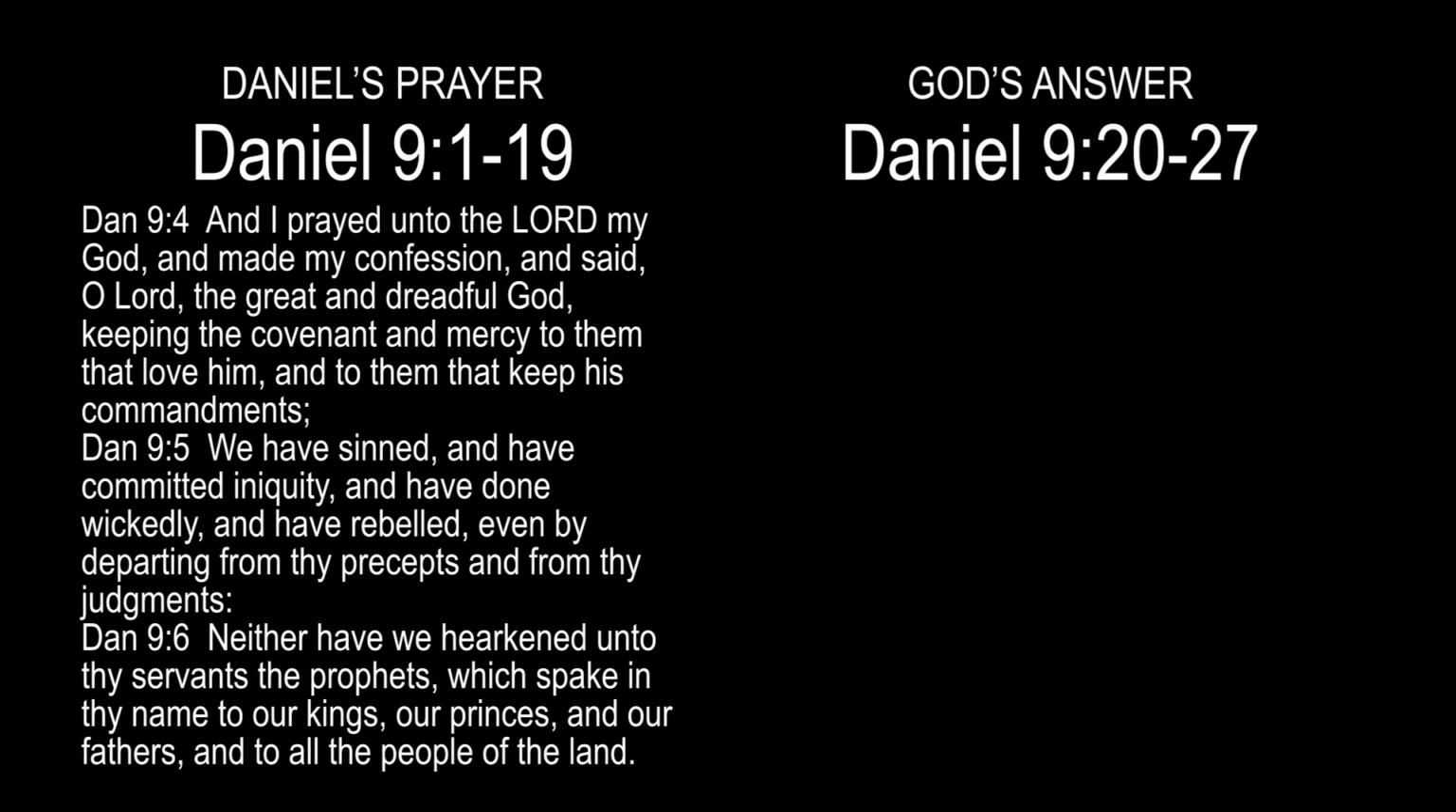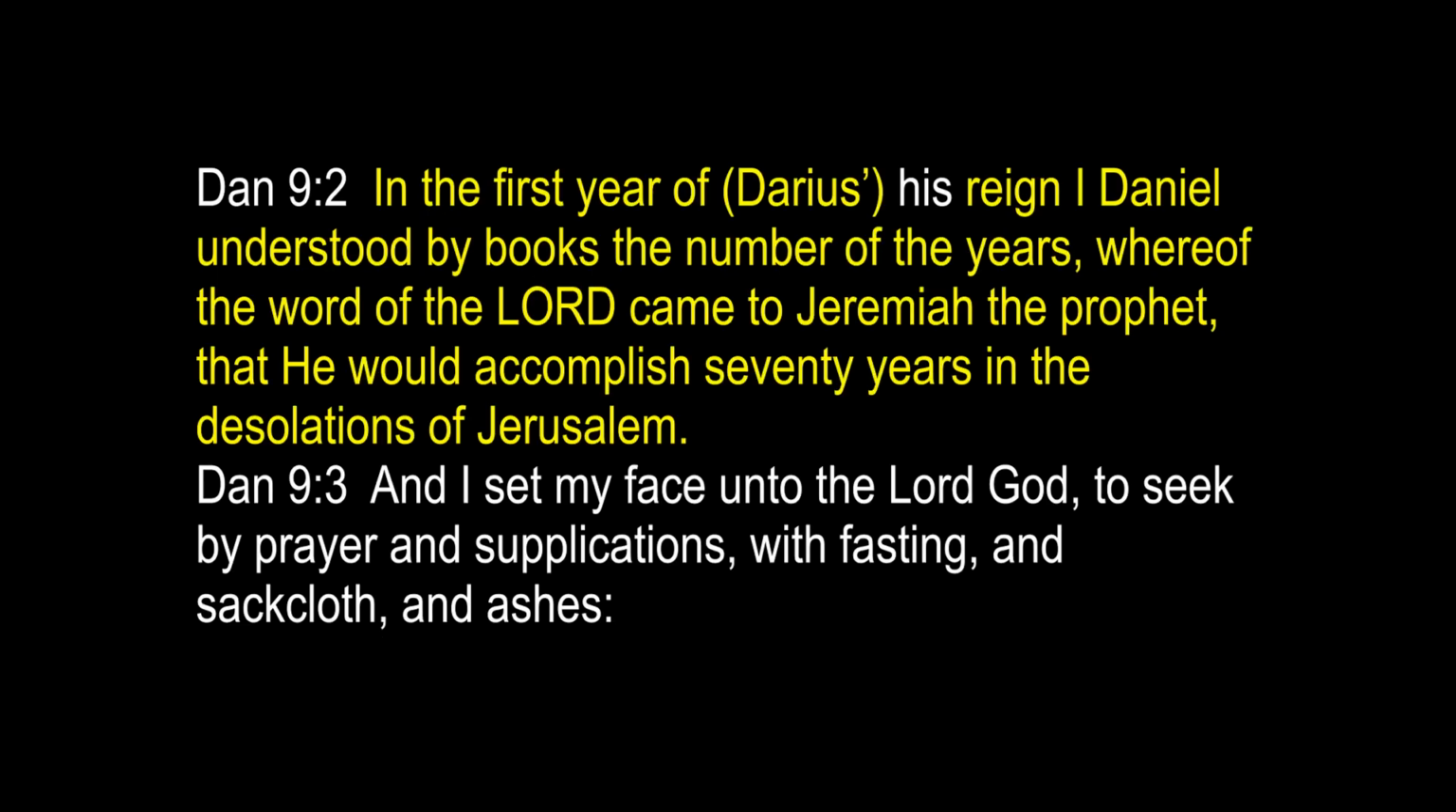The Bible says, in the first year of his reign, I, Daniel, understood by books the number of years, whereof the word of the Lord came to Jeremiah the prophet, that he would accomplish 70 years in the desolations of Jerusalem.